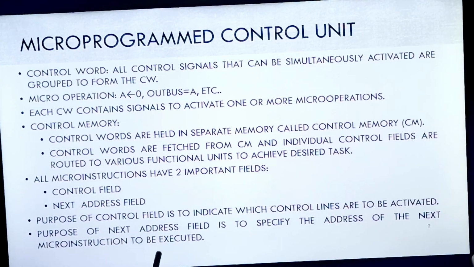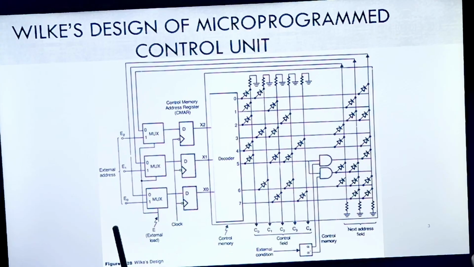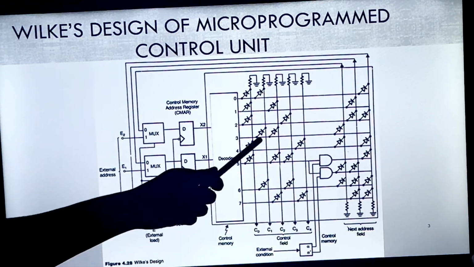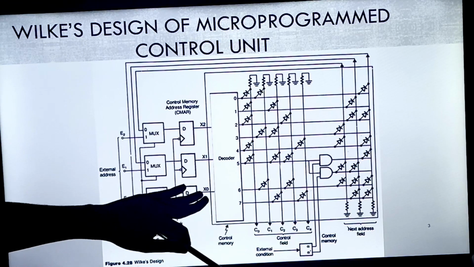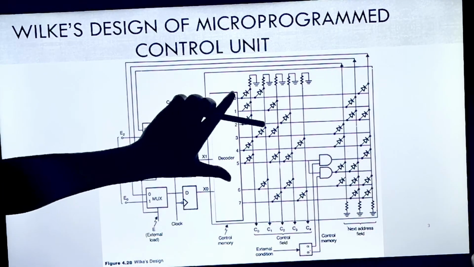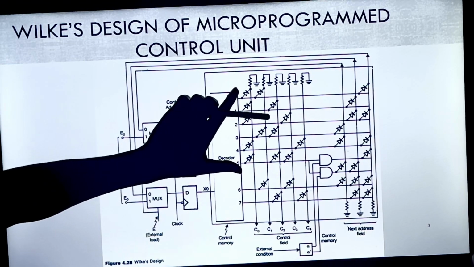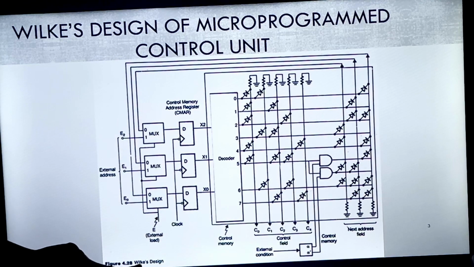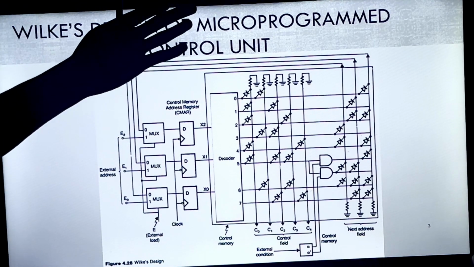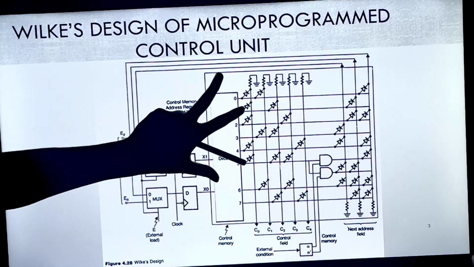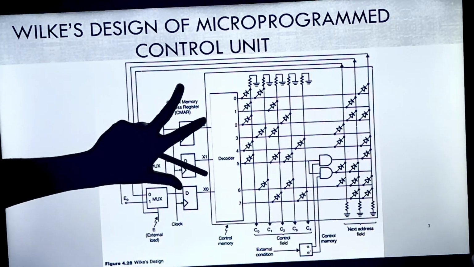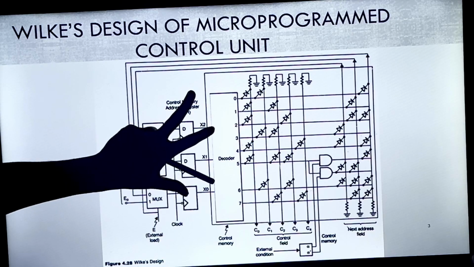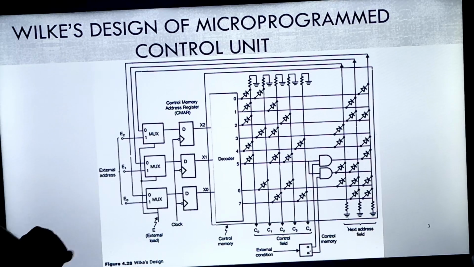Fine. Now let's see the block diagram of a microprogrammed control unit. Don't get scared by seeing this very complex diagram. I'll try to make this diagram very simple. Just pay attention. This block diagram was proposed by Wilkes. Wilkes is a scientist, and long back in the 1950s he proposed this block diagram for the microprogrammed control unit. Now how the microprogrammed control unit works, you will understand from this block diagram.